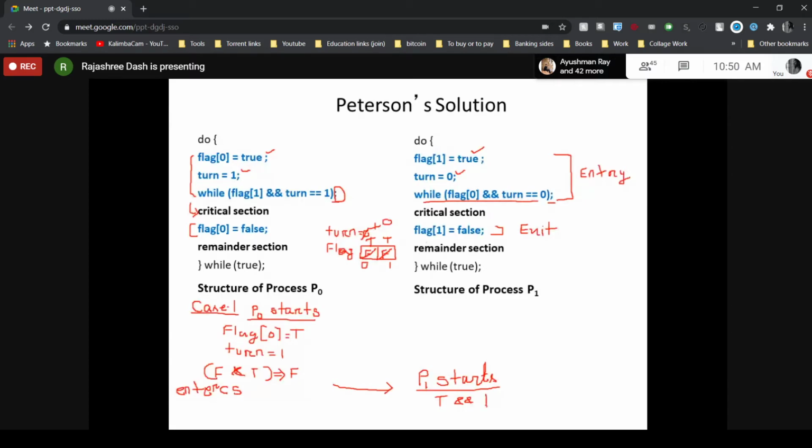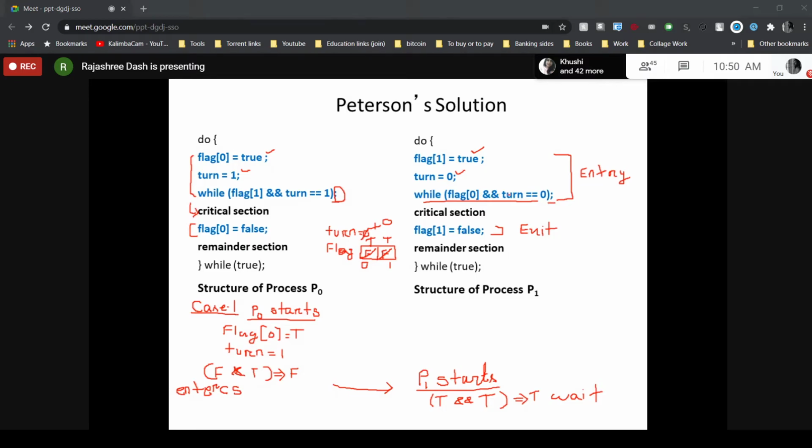Already P1 has executed the first statement and the second statement. Now it is in the third statement. After executing the second statement, the turn value has been changed to 0. So while it checks the condition, it will find both conditions are true. Both conditions being true means P1 will do nothing. It will wait, where there is a semicolon.